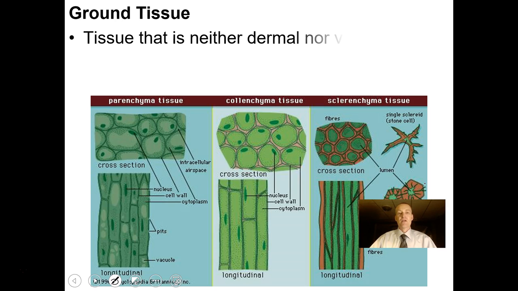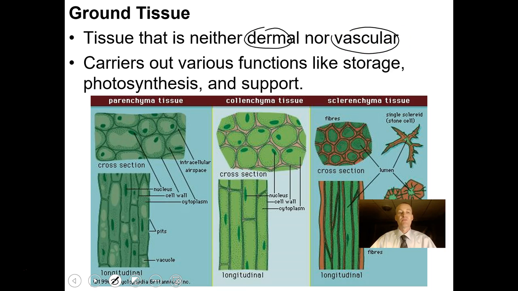So our next tissue is ground tissue. This is tissue that's neither dermal nor vascular, so it's not an outer covering and it's not conducting water and nutrients. It carries out various functions such as storage of excess nutrients. Photosynthesis occurs in ground tissue, and it also supports the plant, giving it strength. There are three types of ground tissue: parenchyma tissue, collenchyma tissue, and sclerenchyma tissue.